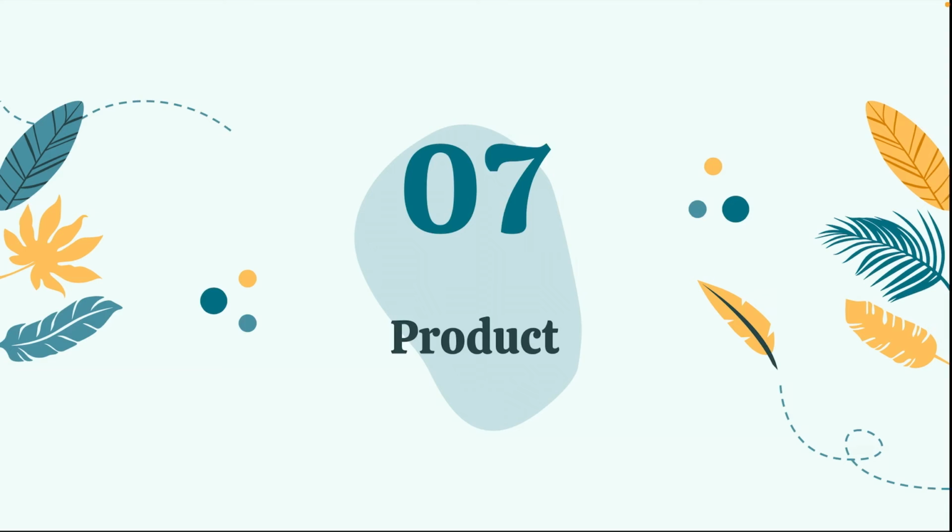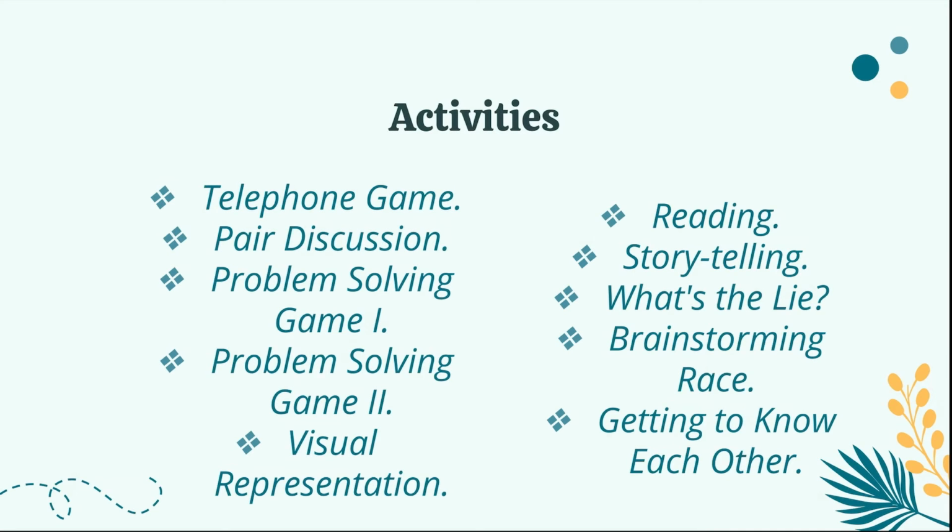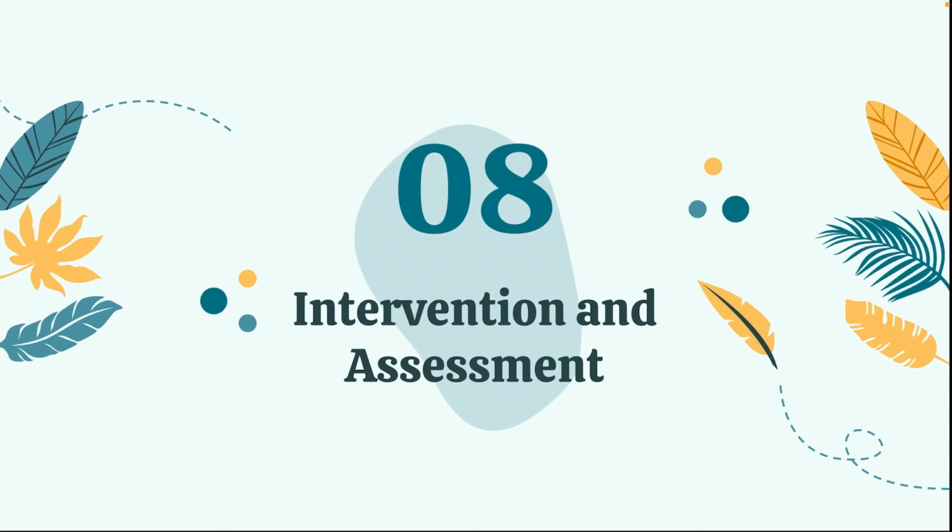Number 7. Product. The activities: we decided to use a simple format in which we included the title of the activity with a short explanation of the activity, the learning aim, language topic, skills, and also a list of materials that teacher and students will need in order to complete the activity. We also include the preparation, the procedure, and a follow-up activity. Number 8. Intervention and assessment.